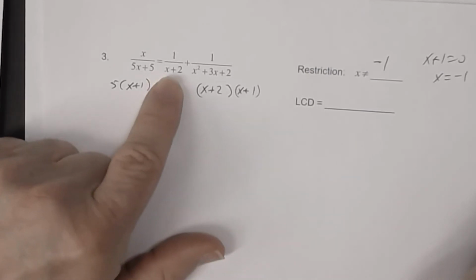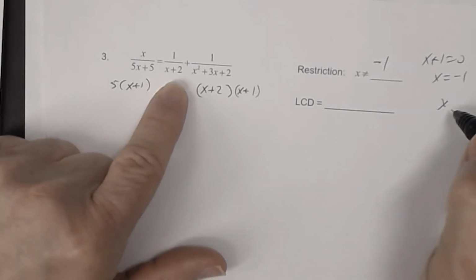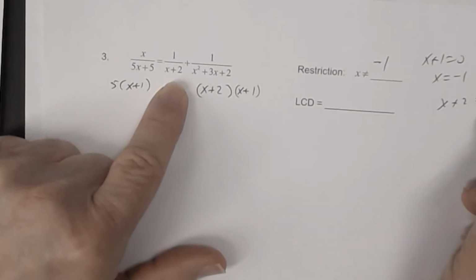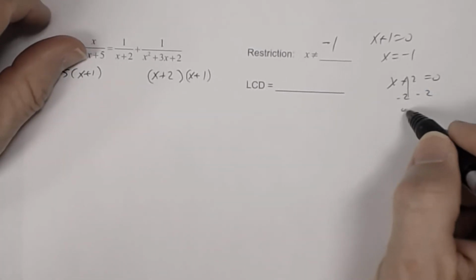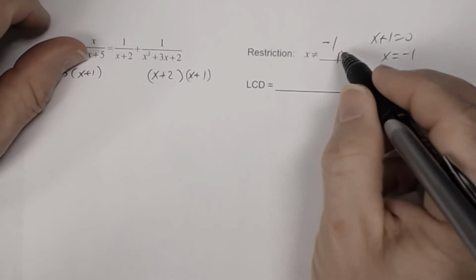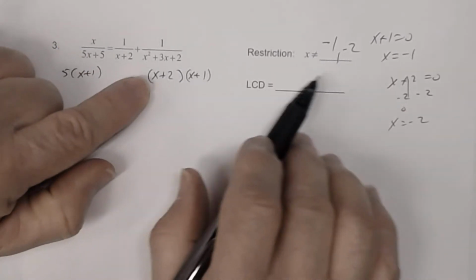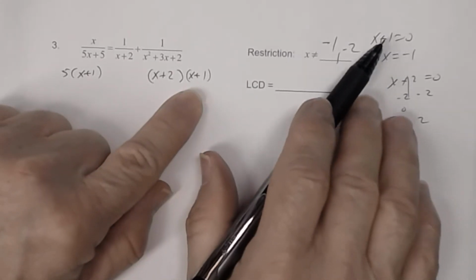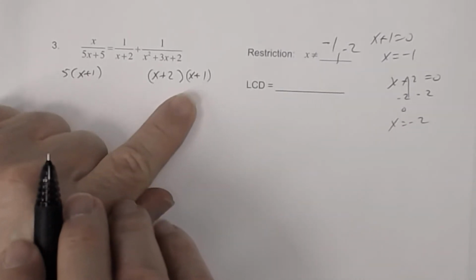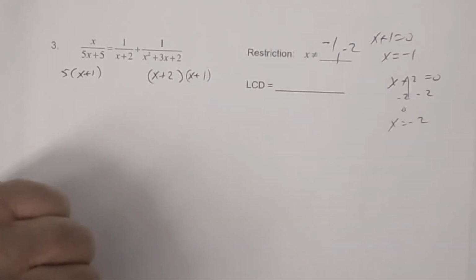Let's go to the next one, x plus 2. That contains a variable, so I need to look at my restrictions. When is x plus 2 equal to 0? Well, x plus 2 is equal to 0 when x equal negative 2. So there's another restriction. Let's go to your next one. X plus 2, I already dealt with it. That's my restriction. X plus 1, I already dealt with it. That's a restriction. So you only have two restrictions, negative 1 and negative 2.